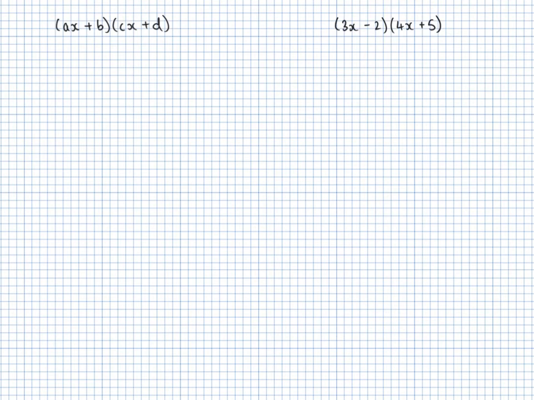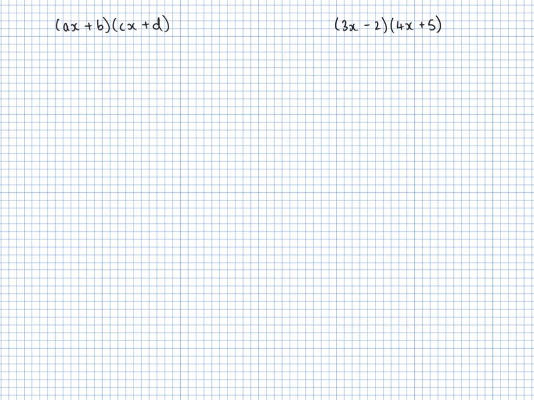What I'm going to show now is not going to be a proof of why our method works, but this should help you think about why it might work. So what I have here is two expressions. I've got A, B, C, and D here. Let's say they're representing integers, like the 3, the negative 2, 4, and 5. I'm going to multiply them out, and then we'll try and think about why our method works.